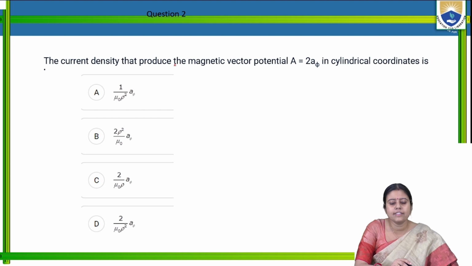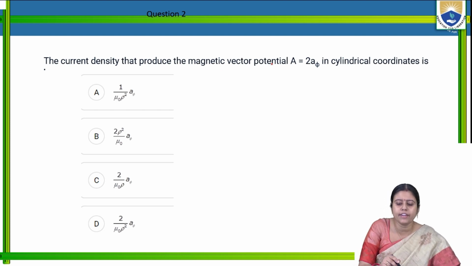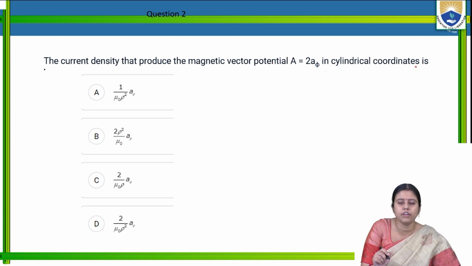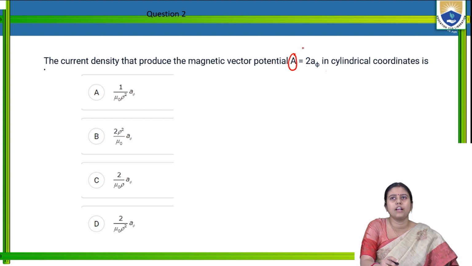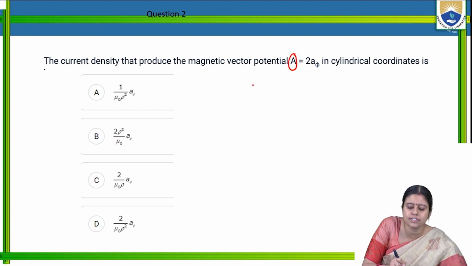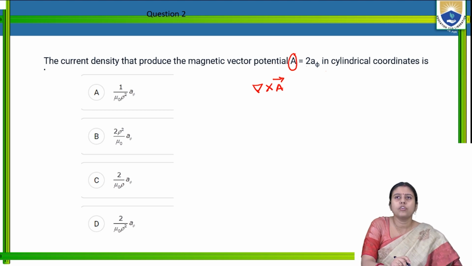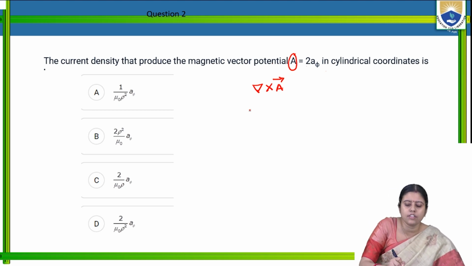So, both A and B are true. Next problem: the current density produced by a magnetic vector potential A equal to 2 rho A phi in cylindrical coordinates. We have to calculate J. So, this is the vector magnetic potential. What is our first step? First step is to calculate grad cross A, and this is in cylindrical components.